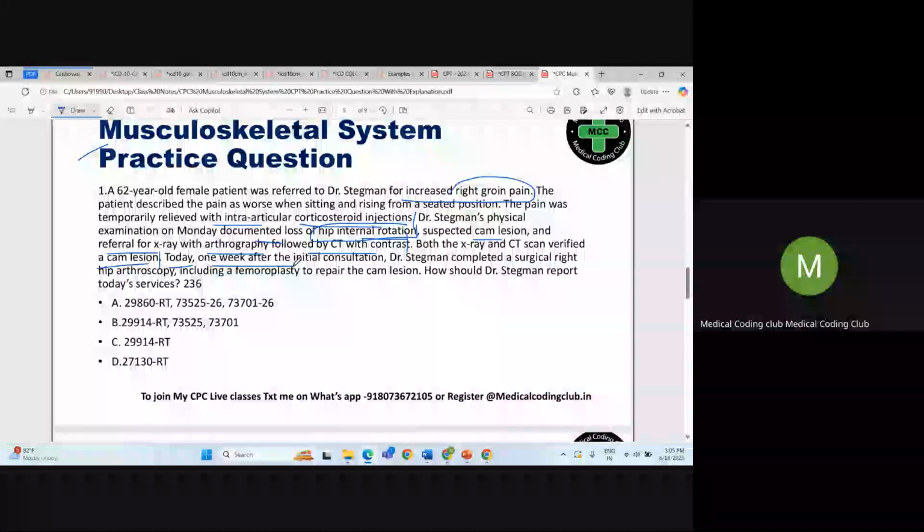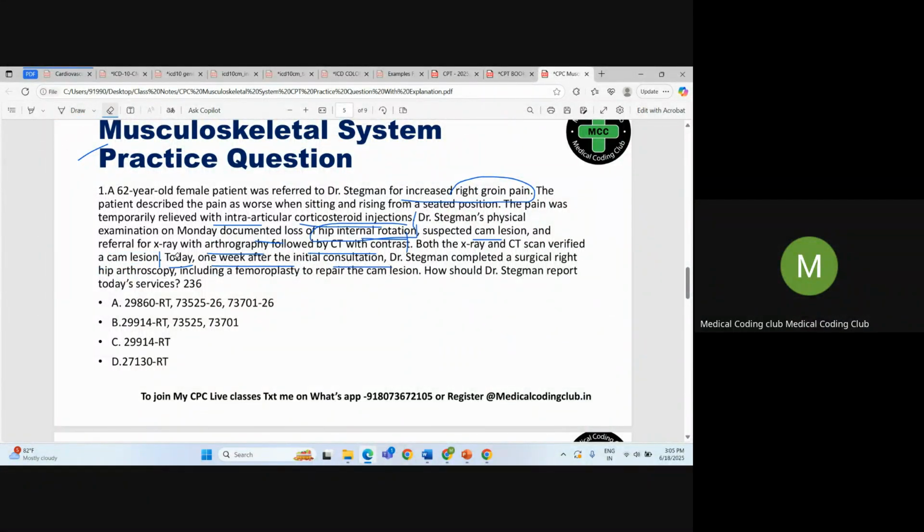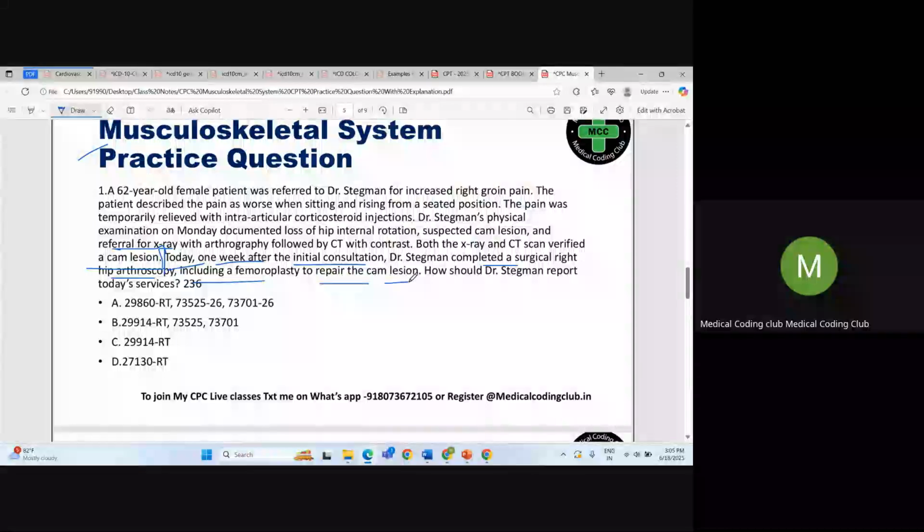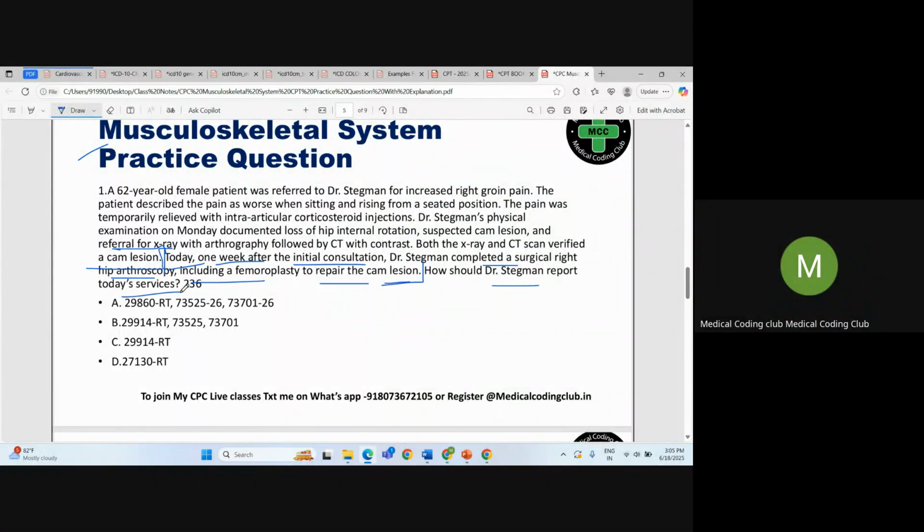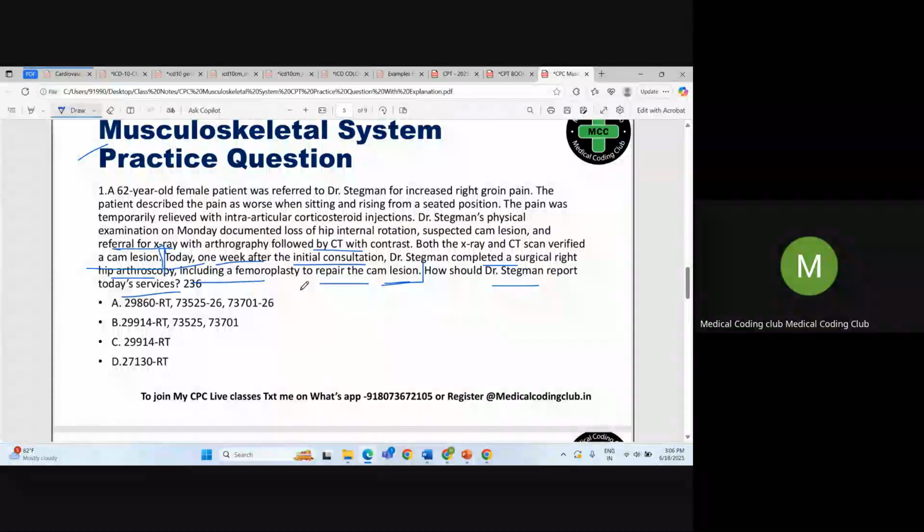So next, today, 1 week later than the initial consultation. Here you should be very careful. You have to read the question once again, and then you will understand. Up to here, this is the initial consultation. From now, today, that is 1 week after the initial consultation, Dr. Stegman completed a surgical right hip arthroscopy, including femoroplasty, to repair the cam lesion. How should Dr. Stegman report today's service? The question is being asked about today's service, and students may go wrong by assuming, for example, that they performed arthrography followed by CT with contrast. But they performed that in the initial consultation. In today's visit, they did not perform it. At the last consultation, they confirmed there is a cam lesion.